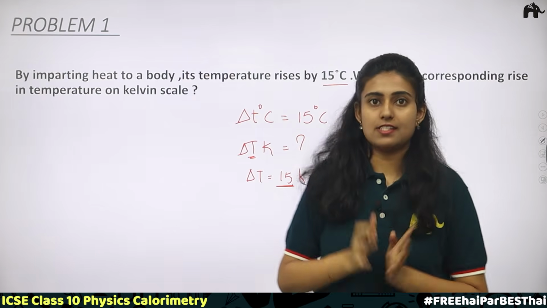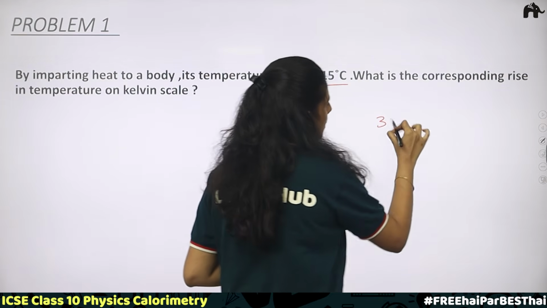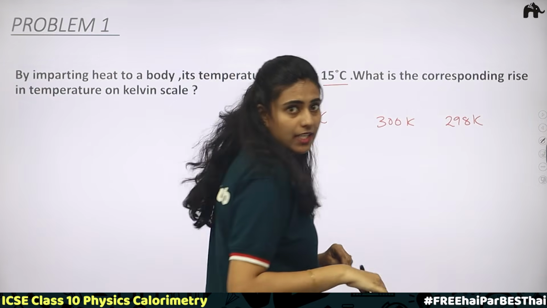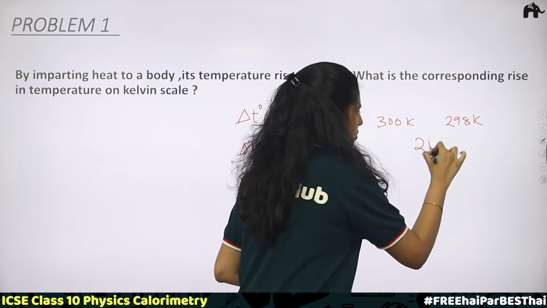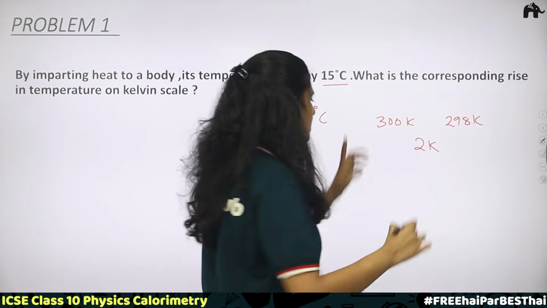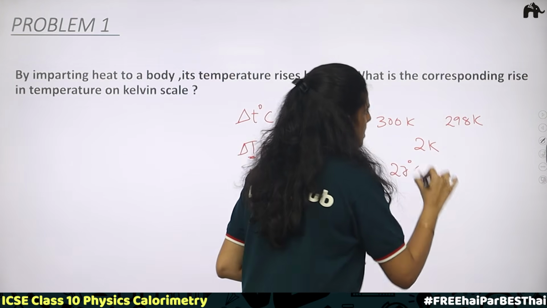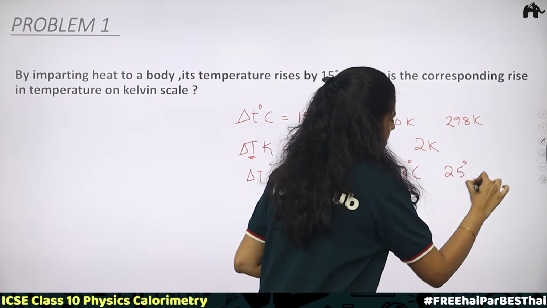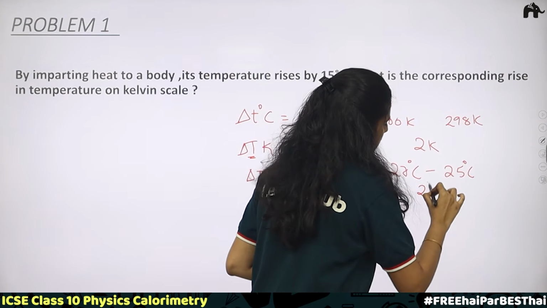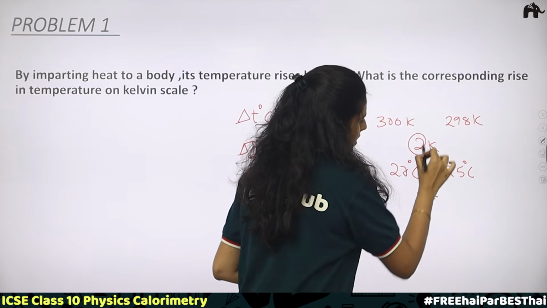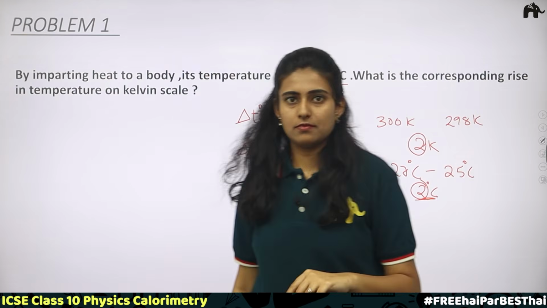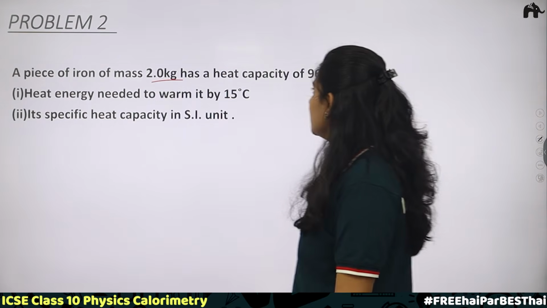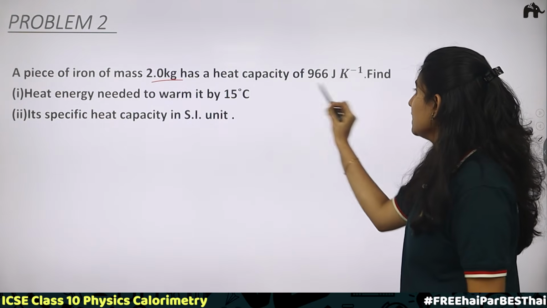When you take the difference of 300 Kelvin and 298 Kelvin, you will be getting 2 Kelvin. Okay, 300 Kelvin is 27 degrees Celsius and 298 Kelvin is 25 degrees Celsius. The difference will be 2 degrees Celsius. Okay, so the magnitude is the same. Clear?